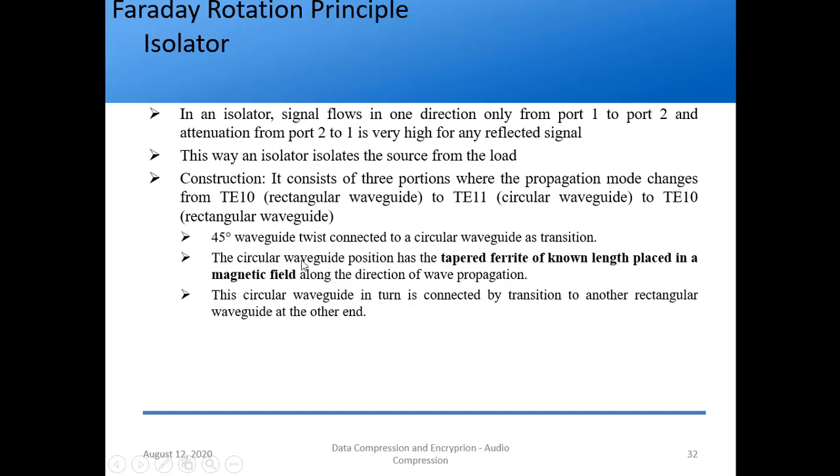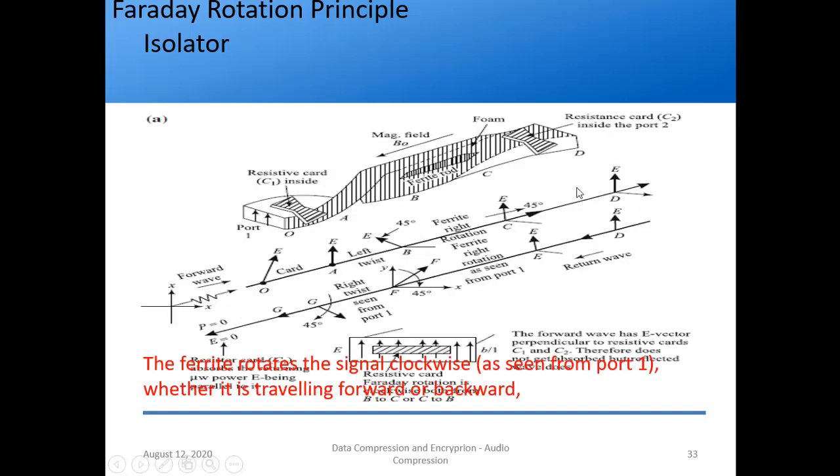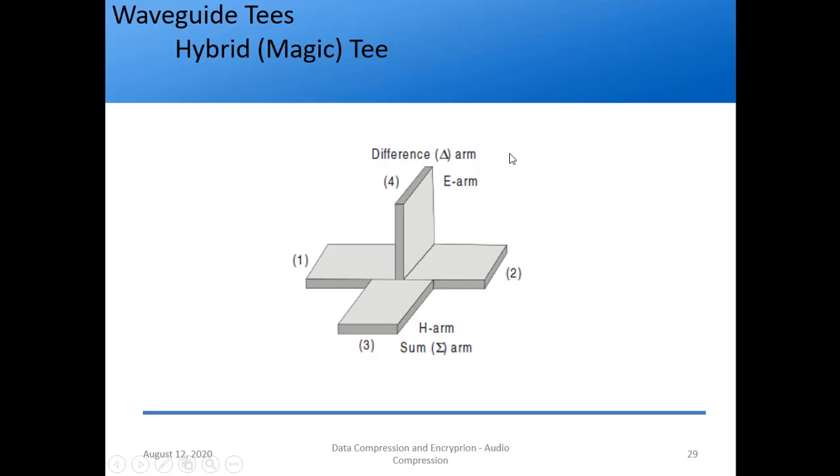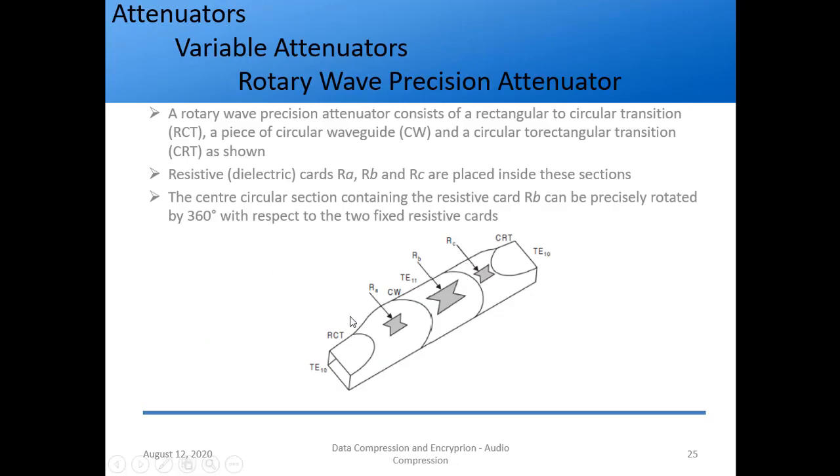Okay, so this circular waveguide in its turn is connected by a transition to another rectangular waveguide here. So remember here there is no twist. So the circular waveguide is straight away transitioning to a rectangular waveguide with 0 degree. Here there is a 45-degree twist. Here you see there is no twist. Okay, and apart from this there is a resistive card placed here. So you saw in the rotary vane attenuator there were resistive cards, right?